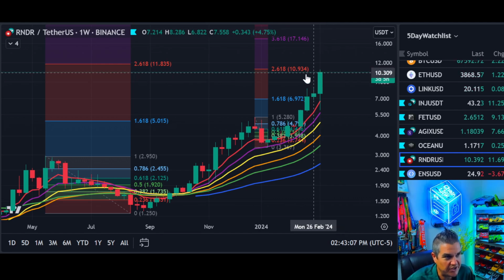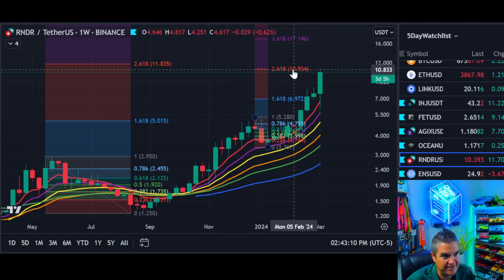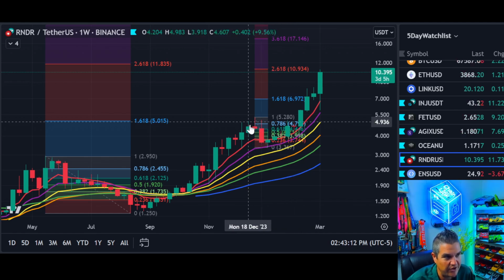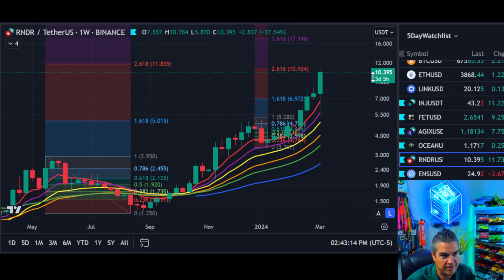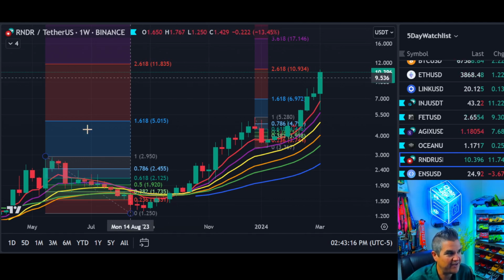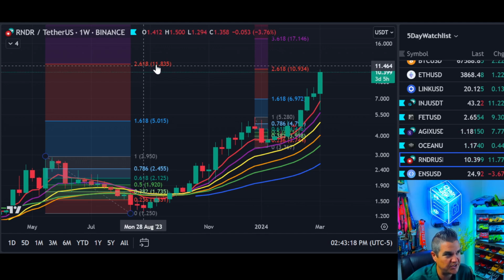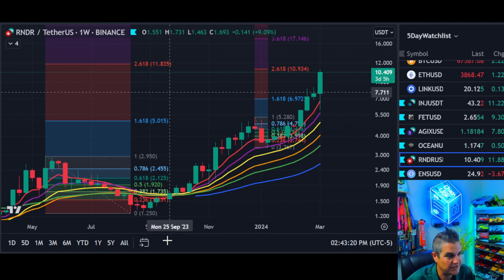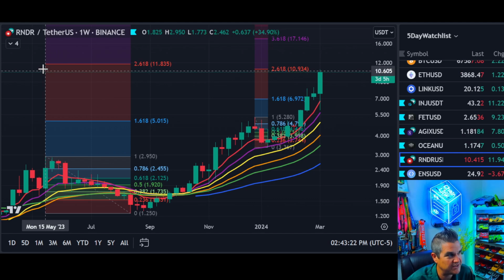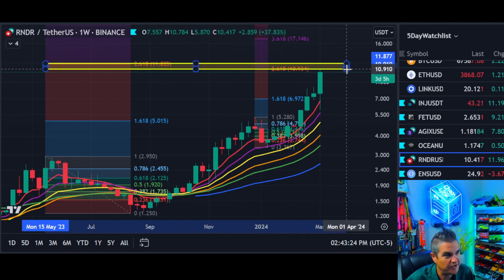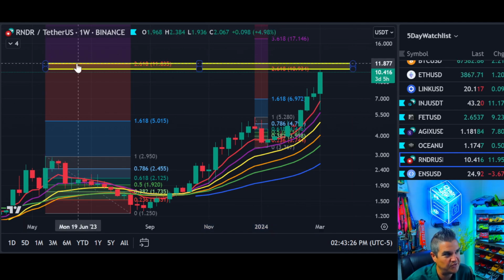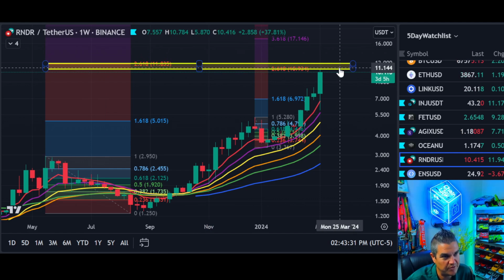So in the short term, around $11 at 10.93, the 2618 on this short-term move. Okay, so we're knocking on the door right now. Above that, our bigger fib, we have the 2618 at 11.83. Sometimes you can just put these in imaginary unicorn zones here. You can paint the zone. So somewhere between like $11 to $12, we might face some type of resistance.